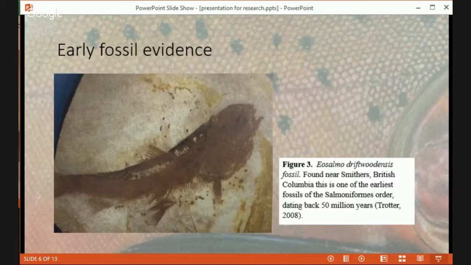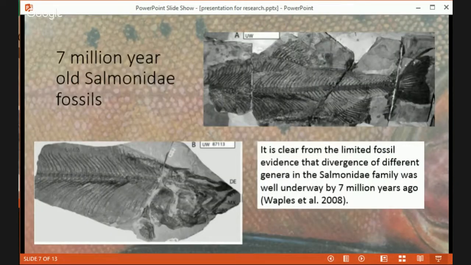So fossil evidence is kind of sporadic, and the next fossil mentioned that's related was named Hucho, which is actually a part of the same family as trout, but in a different genus. It dated back to 20 million years, and I couldn't find any images of that. And these are just some other images of fossils from salmon, which are in the same family as trout. These date back to 7 million years.